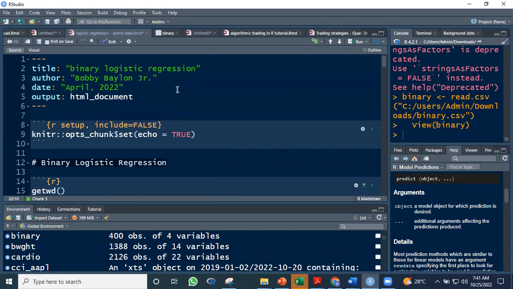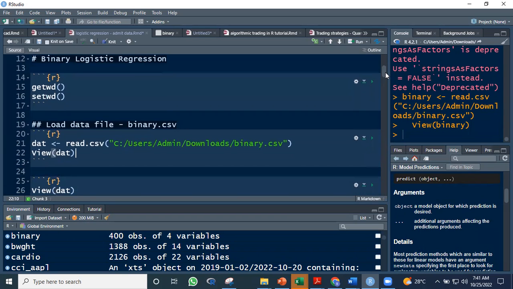Today we're going to discuss an offshoot of multiple linear regression, and it's called binary logistic multiple linear regression. What we're going to discuss now is binary logistic regression. So please don't mind the date. We used this last April.